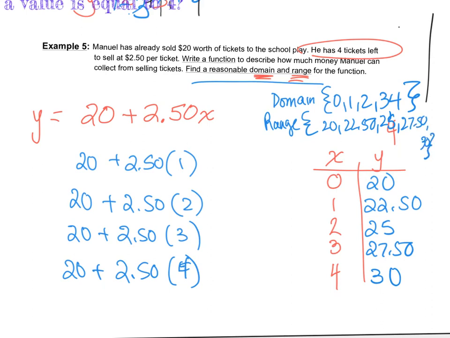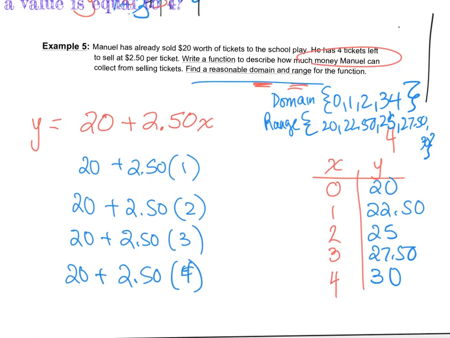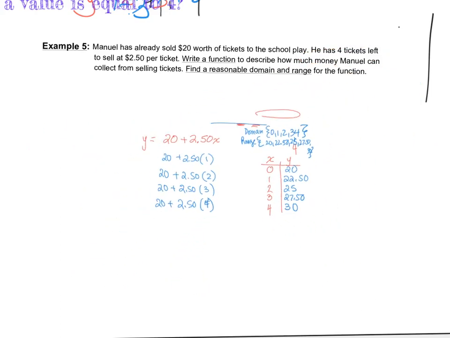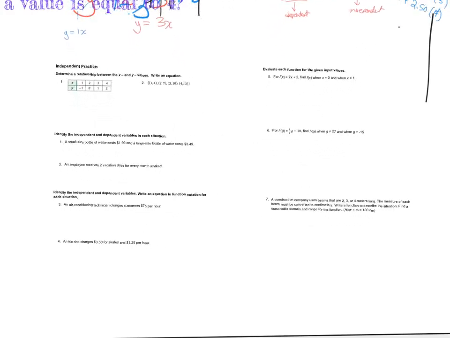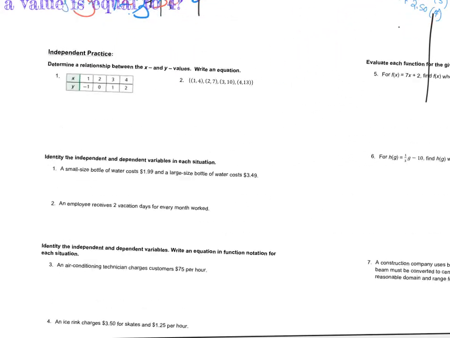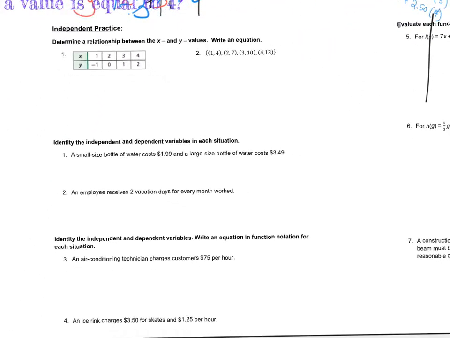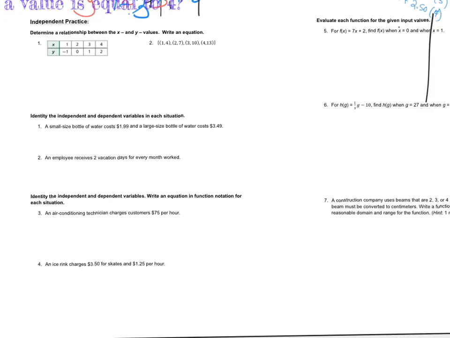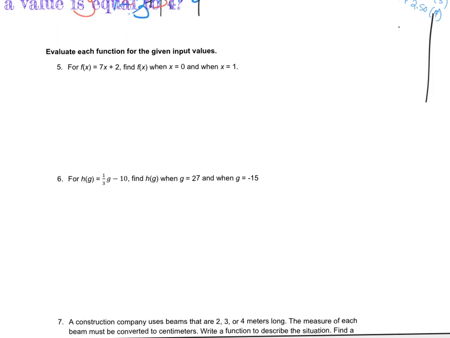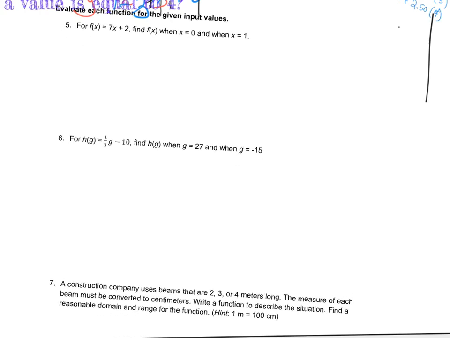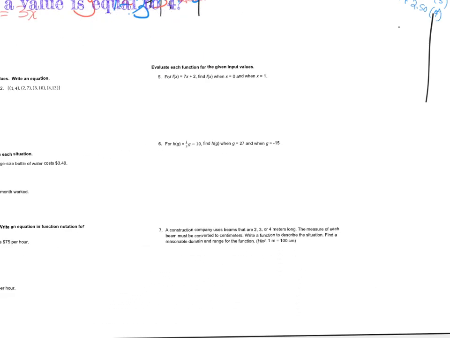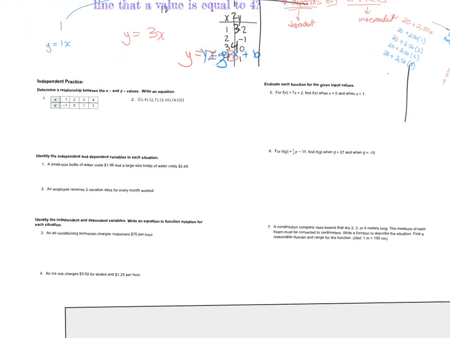Your job is going to be to make sure that you can answer all of the different types of questions that we just went over. You're going to be working on the independent practice, which are these guys here. It's a total of 7 questions. It's not that many. Just make sure that you can remember how to write the equation, independent and dependent variables, writing function notation, evaluating a function when you have different values, and then being able to discover a function equation based on a situation, which is what the last part was.